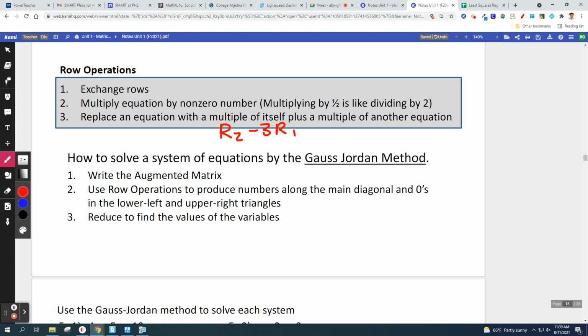Here's how you solve by Gauss Jordan. Step 1, write the augmented matrix. We just did that. That's pretty simple. That's pretty quick. Step 2 is the big one though. Use row operations to produce numbers along the main diagonal and zeros in the lower left and upper right triangles. Here's what I mean by that. What we want to see is something that looks like this.